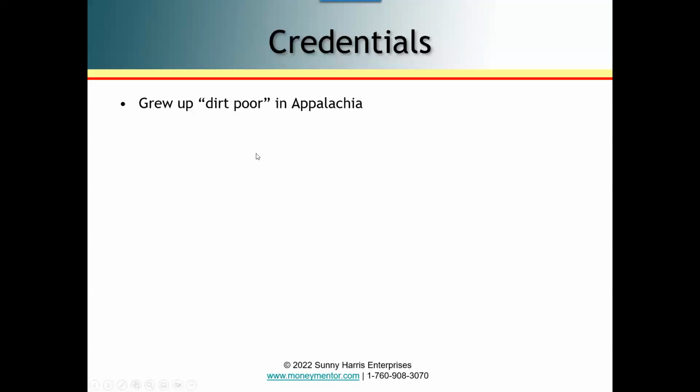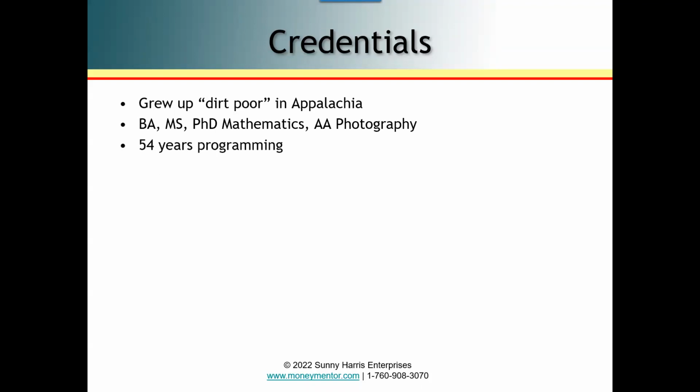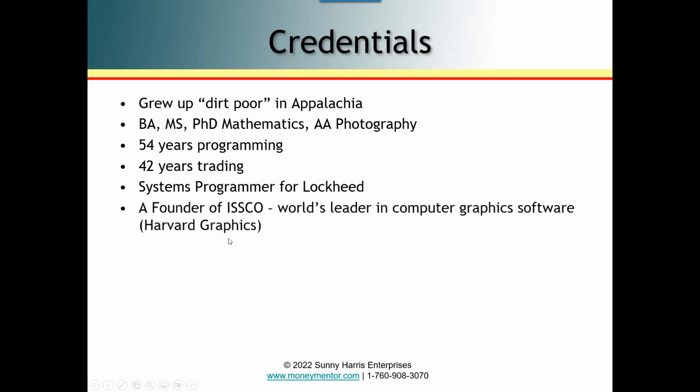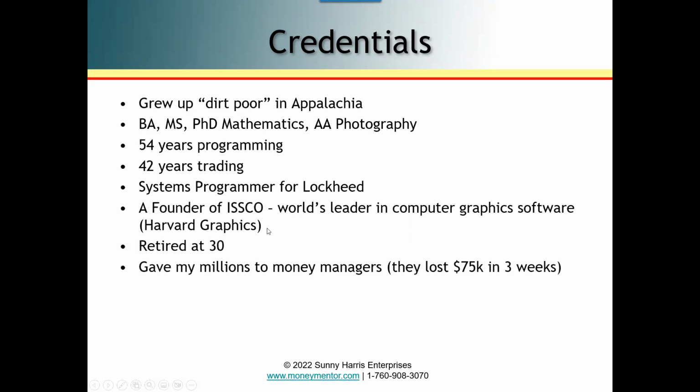I grew up dirt poor in Appalachia. I have 3 degrees in mathematics and 1 in photography. I've been programming for 54 years, trading for almost 42. I was a systems programmer for Lockheed Missiles and Space, and a founder of ISCO, the world's leader in computer graphics software. I retired when I was 30 and gave my millions to money managers. They lost $75,000 in 3 weeks, and I took the money back and said, I think I can do that poorly on my own.